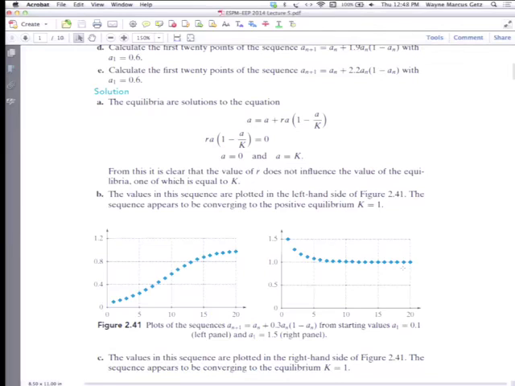So we subtract x on both sides, and then we take out a common factor: rx is equal to 0, which means either x is equal to 0 or x is equal to 1. So that's the equilibrium for that case.